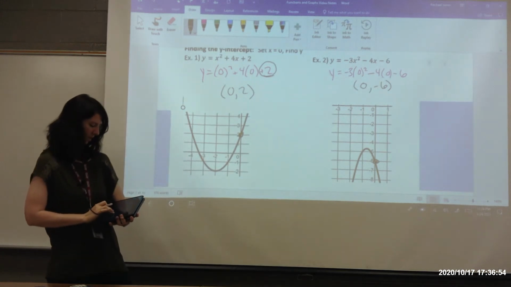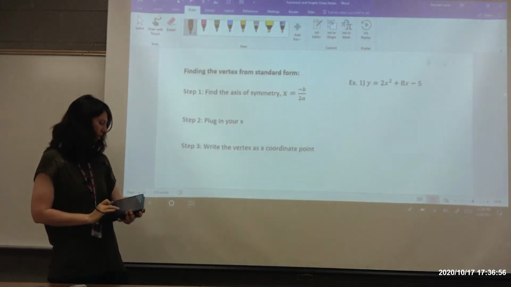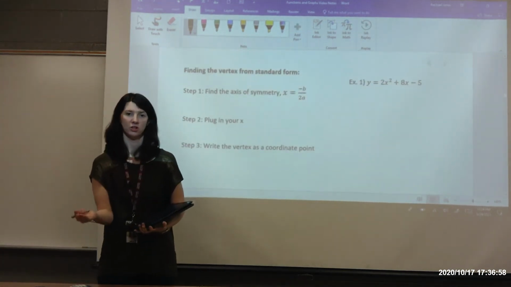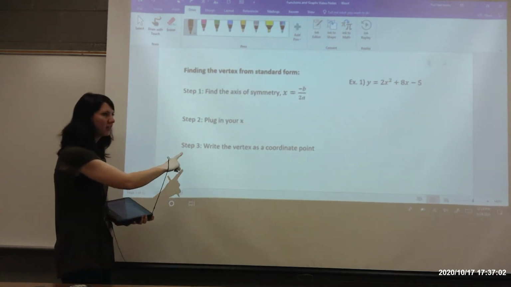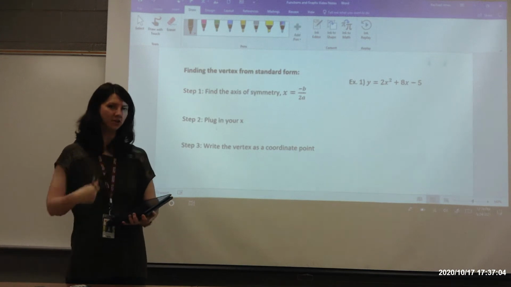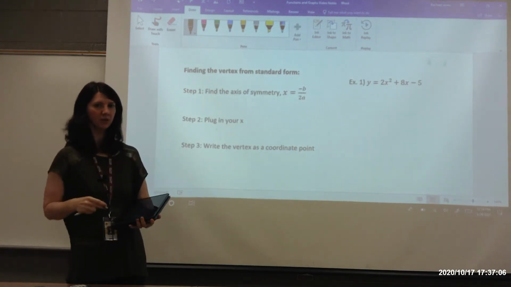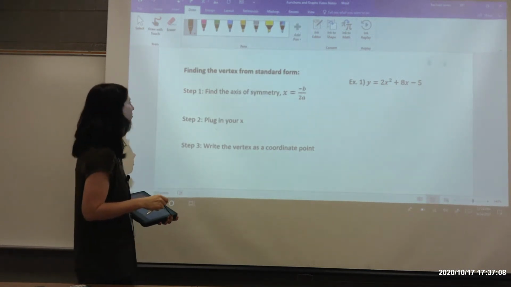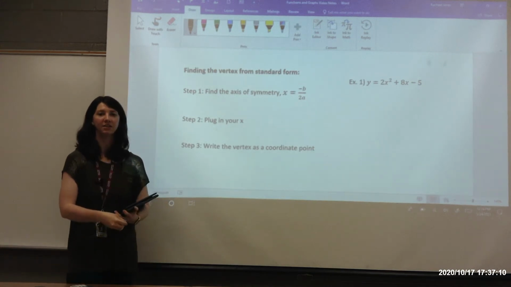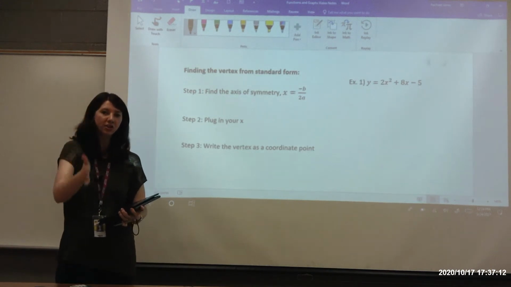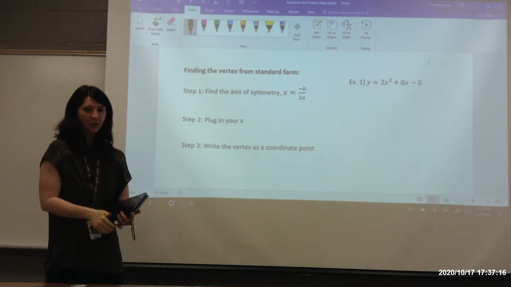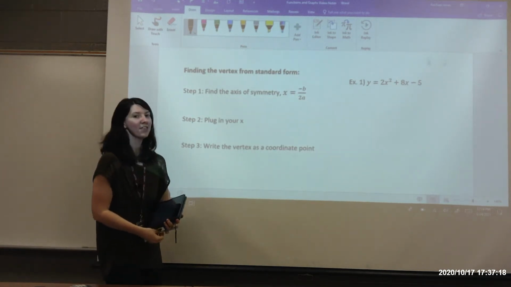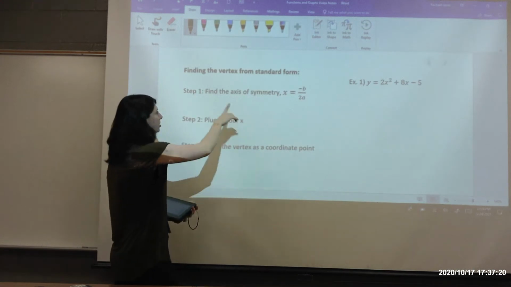Okay? All right, another characteristic you can find from standard form is your vertex, but it takes a little bit more work. But it's helpful to know how to find your vertex. That way, if you want to put standard form into vertex form, this is the process you would need to use. The first step is actually going to find the axis of symmetry. Remember, the axis of symmetry shares the same x value as your vertex. Okay? So first, we're going to find our axis of symmetry so that we have the x value of our vertex. And we use this formula.